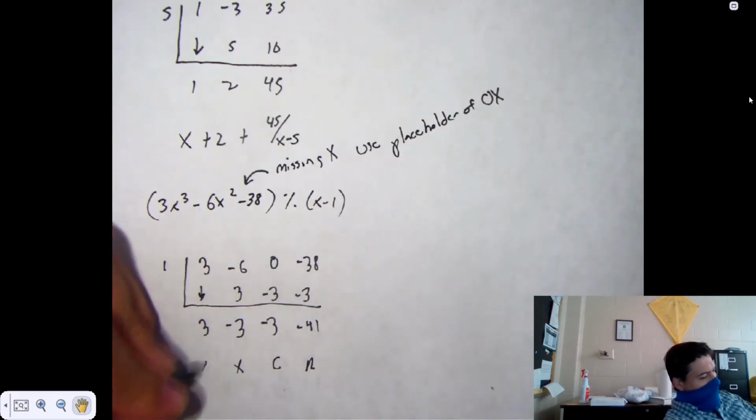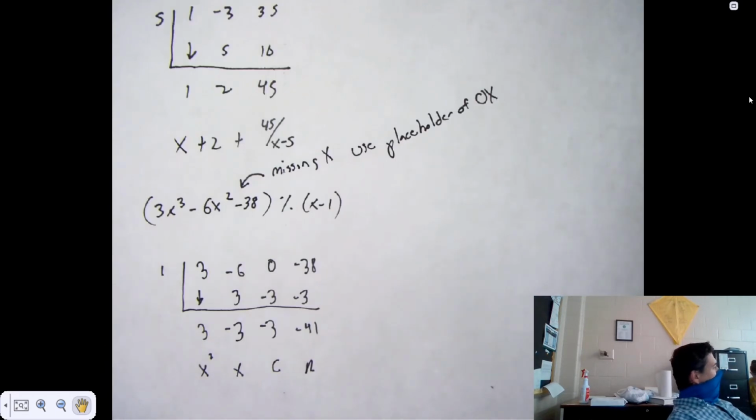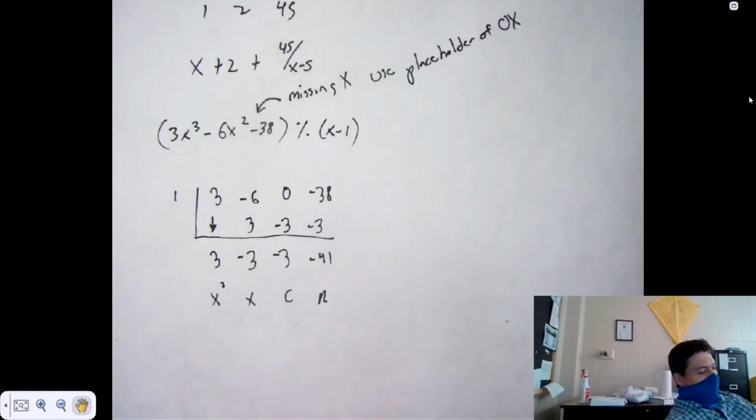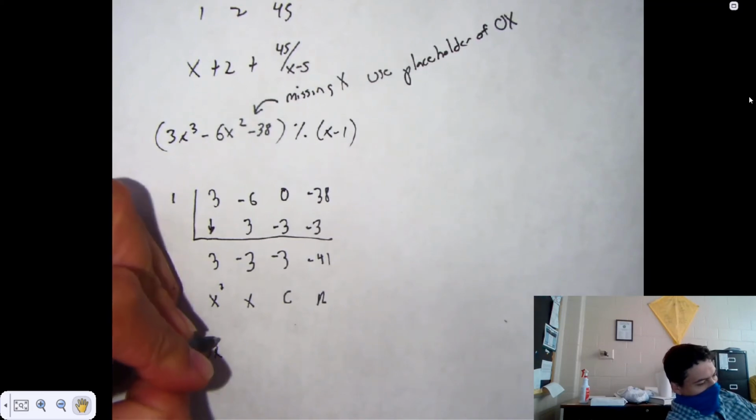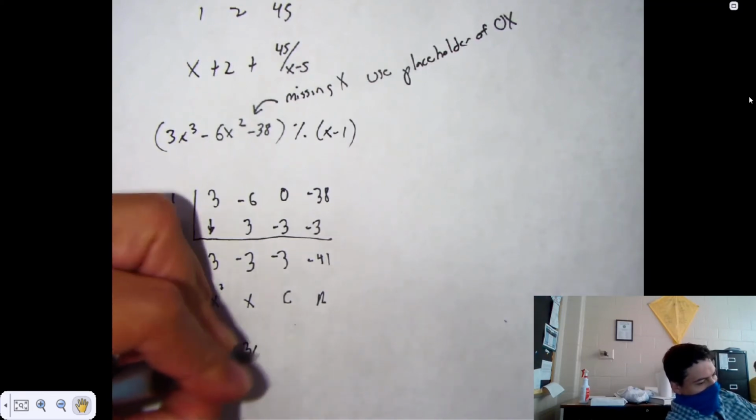Constant, x, x squared. Remember, you kind of got to work right to left on these when you label things. So what's our quotient? Minus 3x minus 3, right?